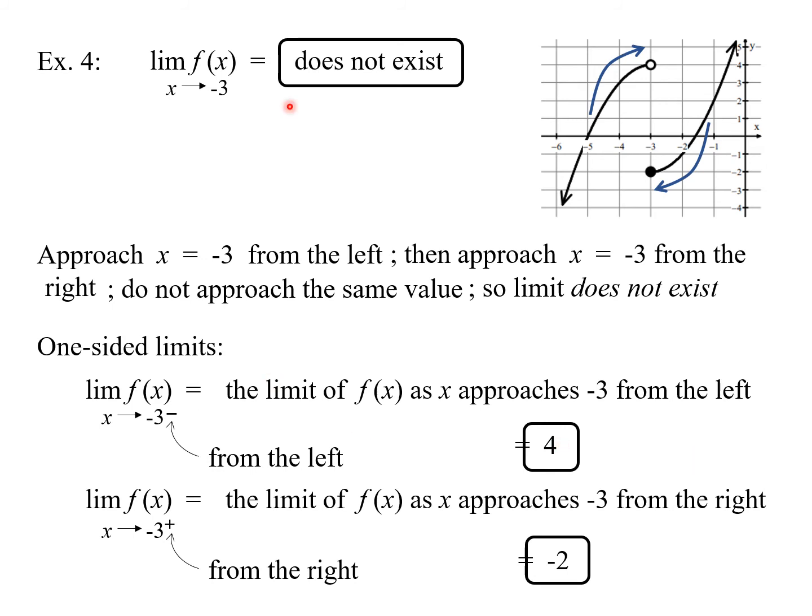The way to differentiate between that is to look for that little negative sign, which indicates you're approaching from the left, or the positive sign, which means you're approaching from the right. If there's no sign at all, that means we're looking for the limit, which means it has to approach the same value from either side.